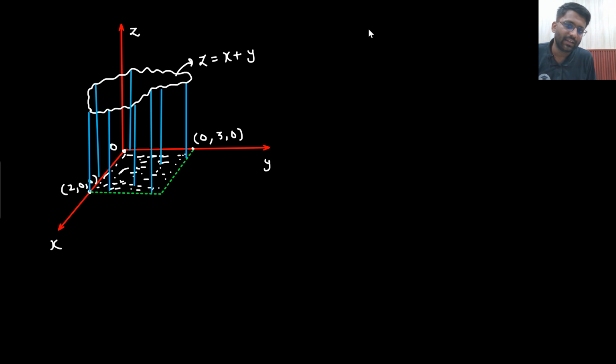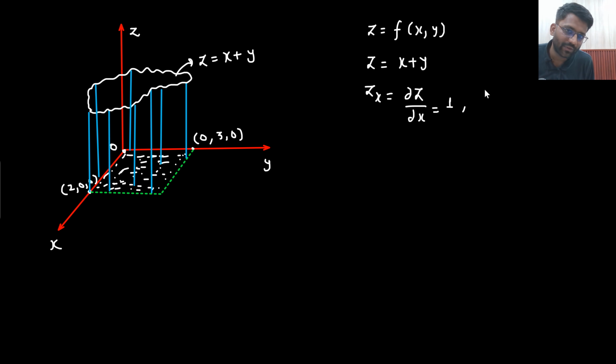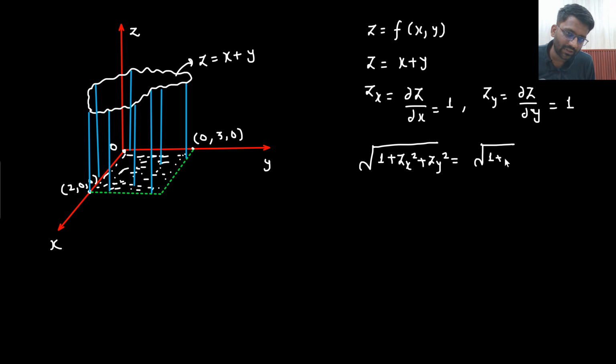First of all, z is a function of x comma y, so the very first thing I will find out is z_x, that means del z by del x, which comes out to be 1. After that I will find out z_y, that means del z by del y, which is also 1. And then I will find this factor, under root 1 plus z_x square plus z_y square, which is under root 1 plus 1 plus 1, that is under root 3.